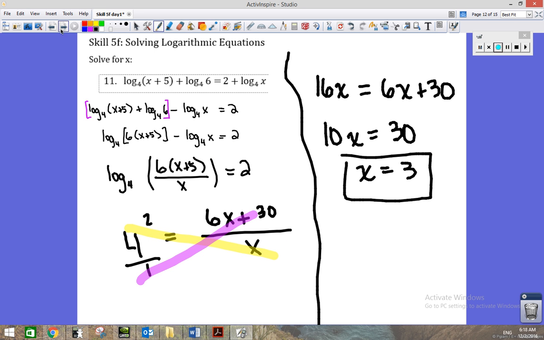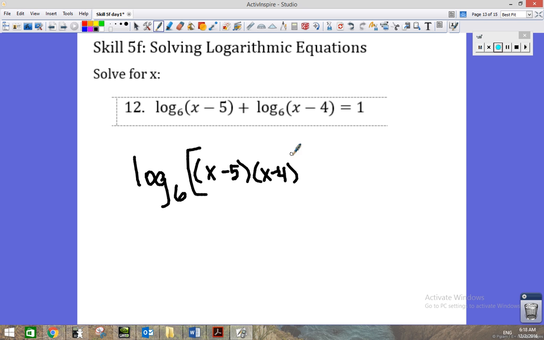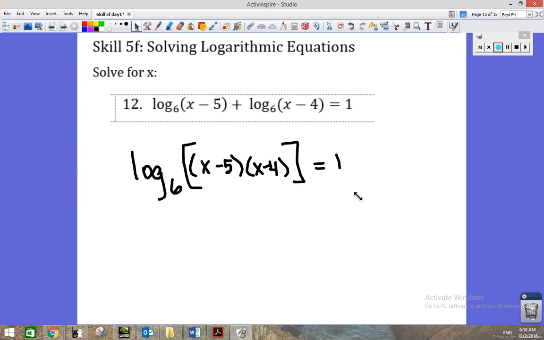So let's go ahead and do the next one. Similar idea here. We have two logs that have the same base. We have our properties of logarithms that say if you have the sum of two logs, you can write it as a single logarithm. If you take the product, x minus 5 times x minus 4, that's equal to 1. I could rewrite that 1 as log base 6 of 6, but probably it's easiest for students to change this logarithmic form to exponential form.